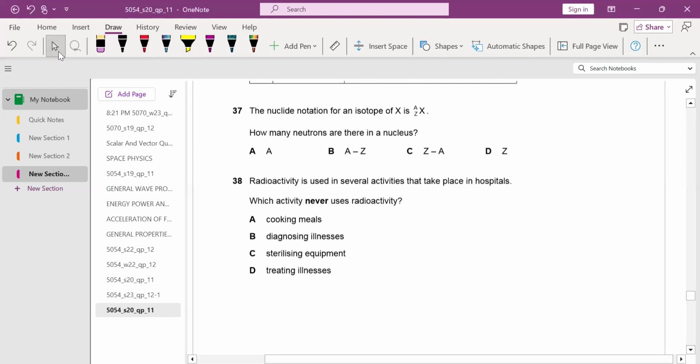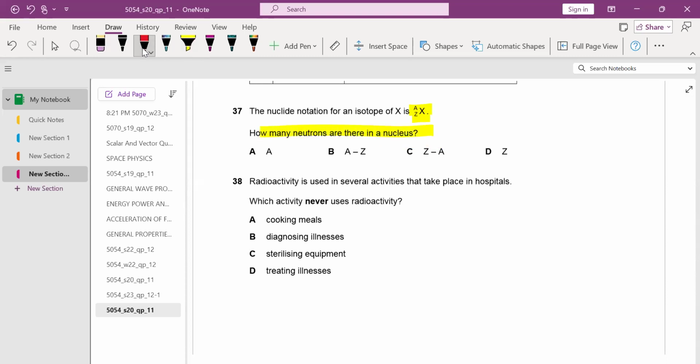Question number 37 says the nuclide notation for an isotope X is A, Z. How many neutrons are there in the nucleus? So it would be A minus Z. A is the nucleon number, Z is the proton number. So the nucleon number consists of protons plus neutrons. Z is the proton number. A minus Z gives the neutron number.